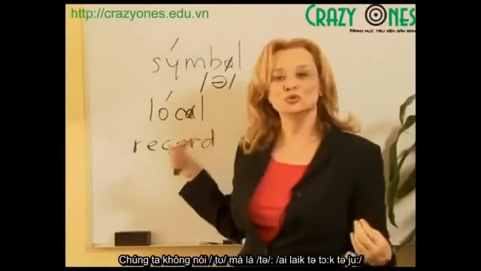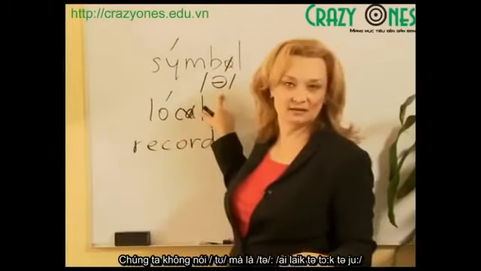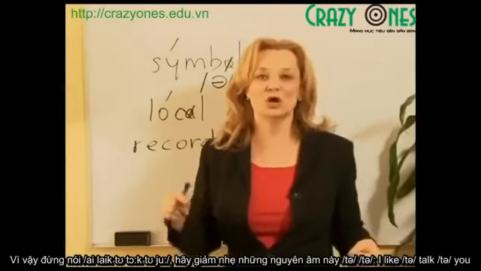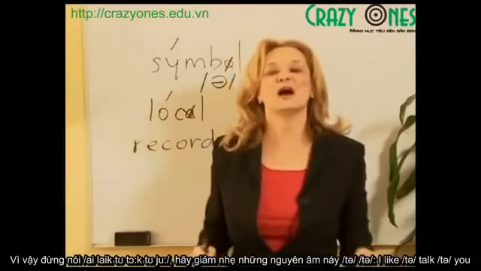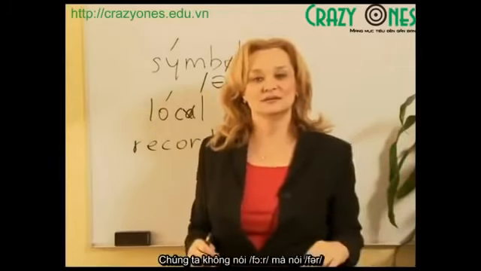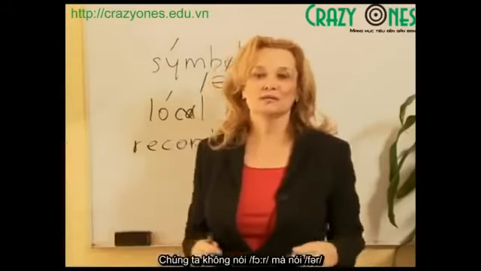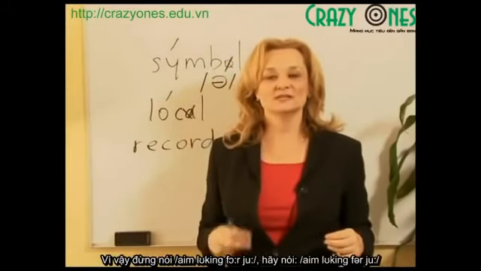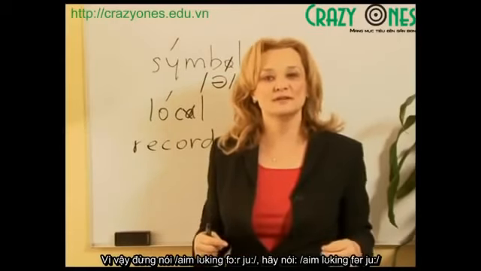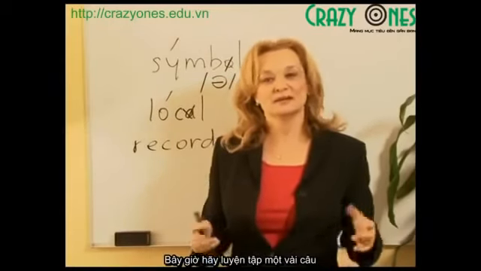We don't say to, we say t. I'd like to talk to you. So don't say I'd like to talk to you. Reduce that vowel and say t, t. I'd like to talk to you. We don't say for, we say fr. So don't say I'm looking for you. Say I'm looking for you. Let's practice some sentences now.